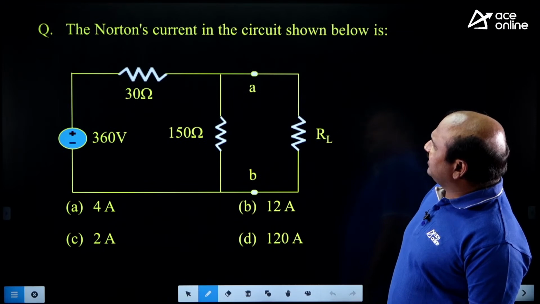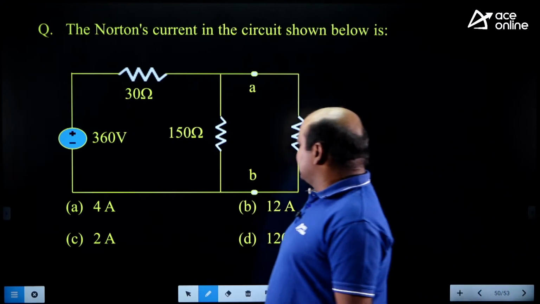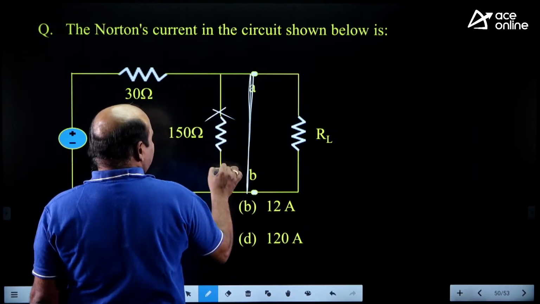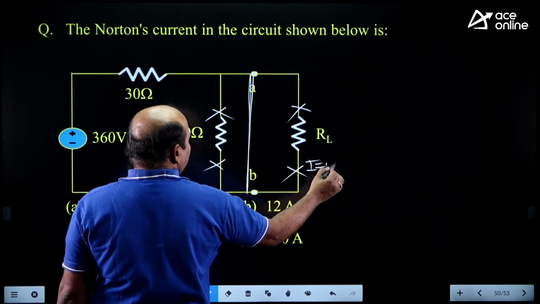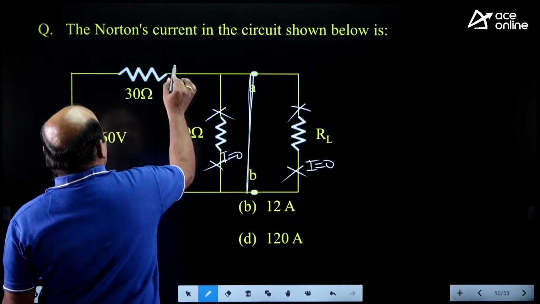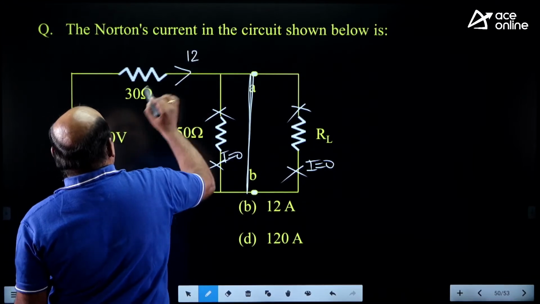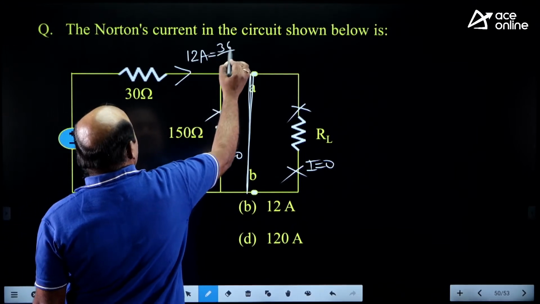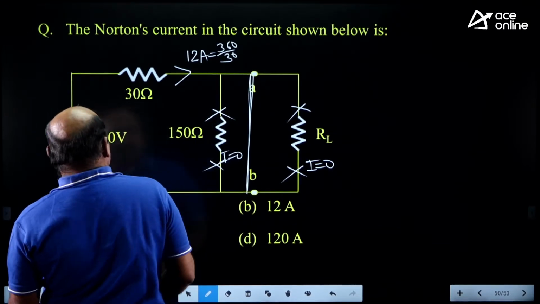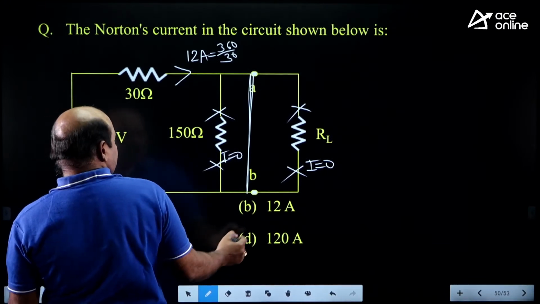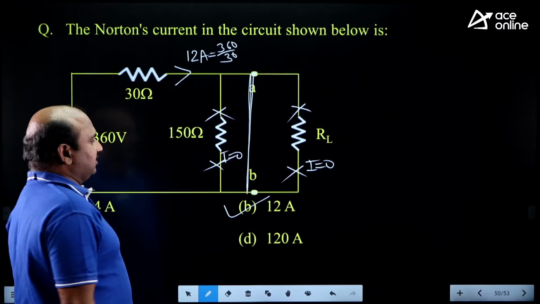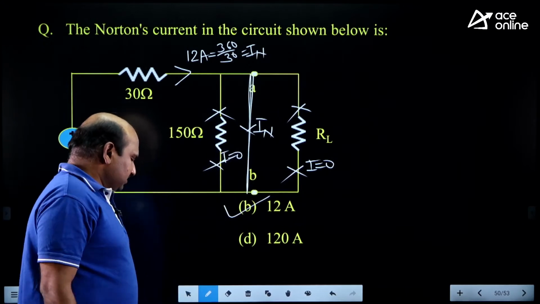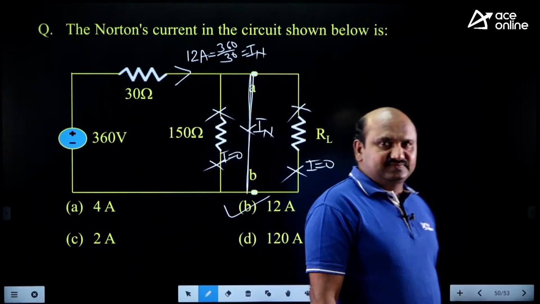Norton's current in the circuit shown below. Norton's current means what? Short circuit path current, right? Yes or no? Once you make a short circuit, your current value, how much? Current is equal to 0. Here how much current? 12, right? 3 into 12, 36 by 3, which is equal to what? 360 by 30, which is equal to what? I can take it as 12 amperes. This is the short circuit path current, the IN value, Norton's equivalent current. Yes or no? Norton's equivalent current.